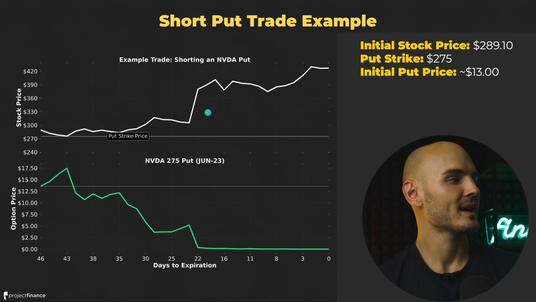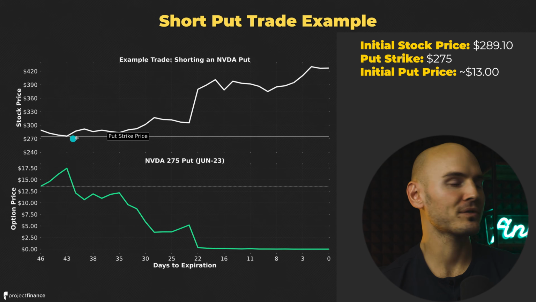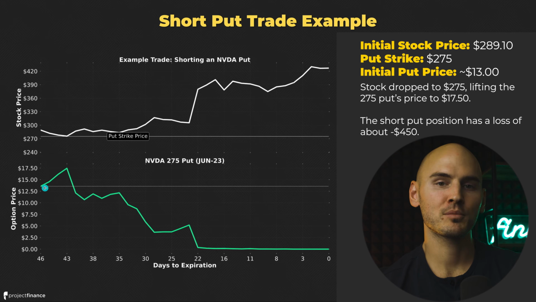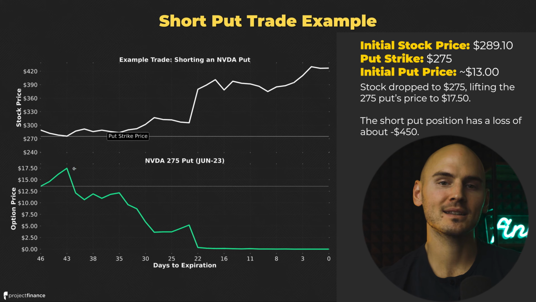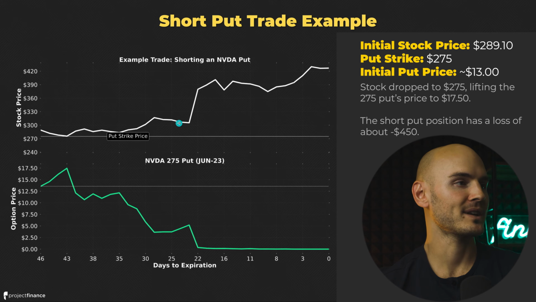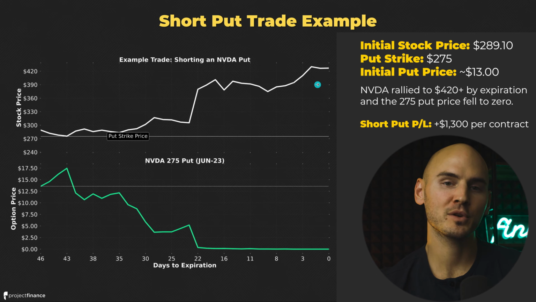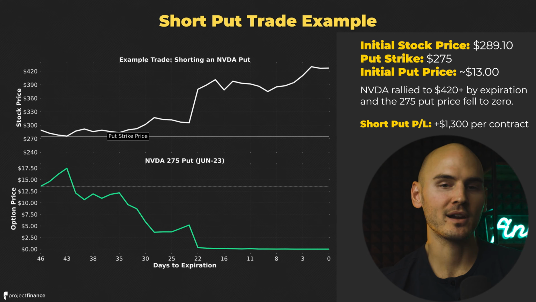As we can see, the stock price initially did fall lower and briefly touched the strike price of $275, and we can see that this put option's price actually increased to $17.50, which would represent an unrealized loss at the time of around $450. However, we can see that NVIDIA's price did soar higher, and at the time of expiration, NVIDIA's stock price was way above the put strike price of $275, and therefore this put option expired worthless.